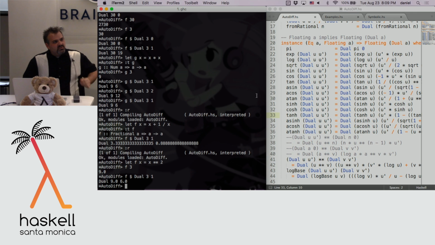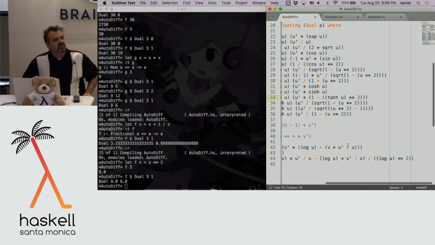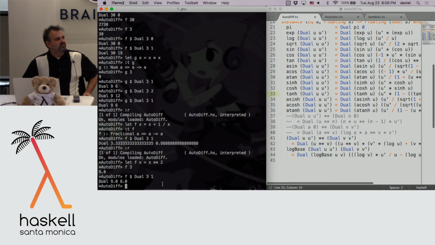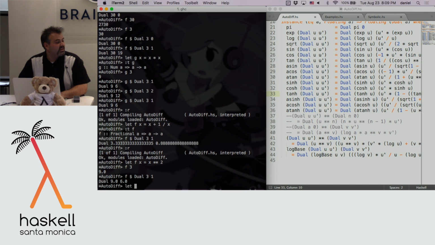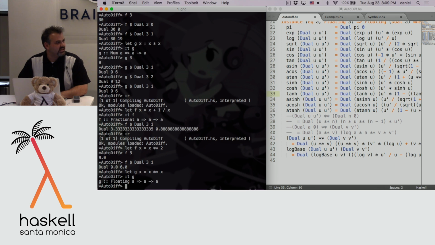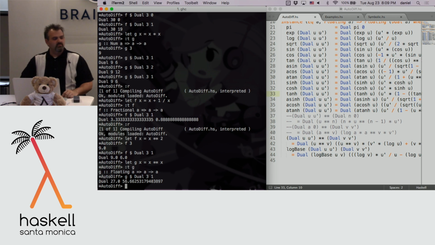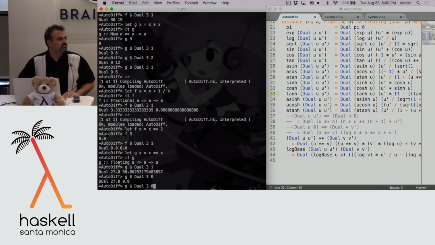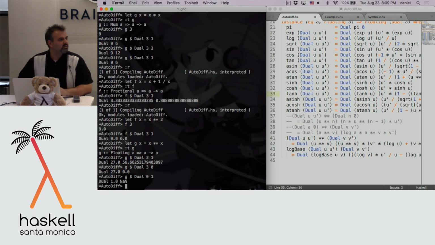Actually, where does it break? Where's the division? Try it with x to the x. Maybe that's broken at zeros. Let g of x equal x to the x. The type of g is, okay, that's great. So it works fine. But what if we apply it to dual 0, 1? Then we get dual 1, not a number. So then it doesn't look like it works fine.